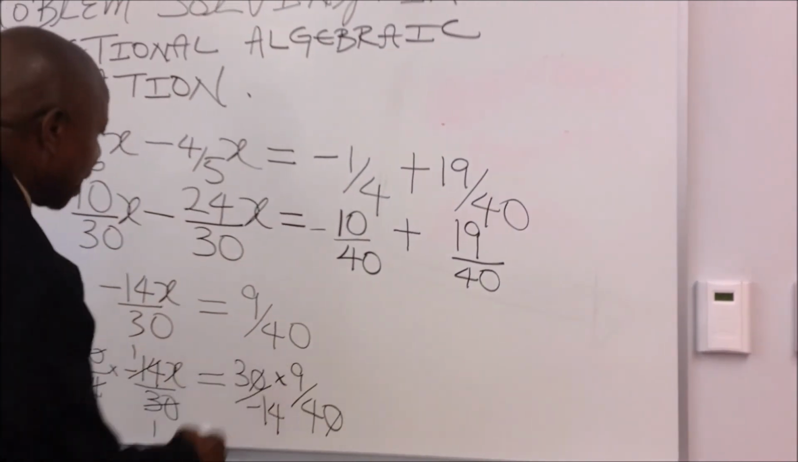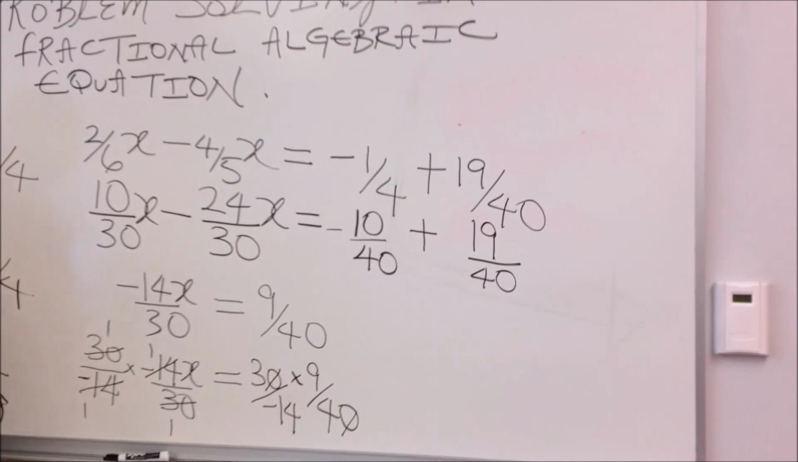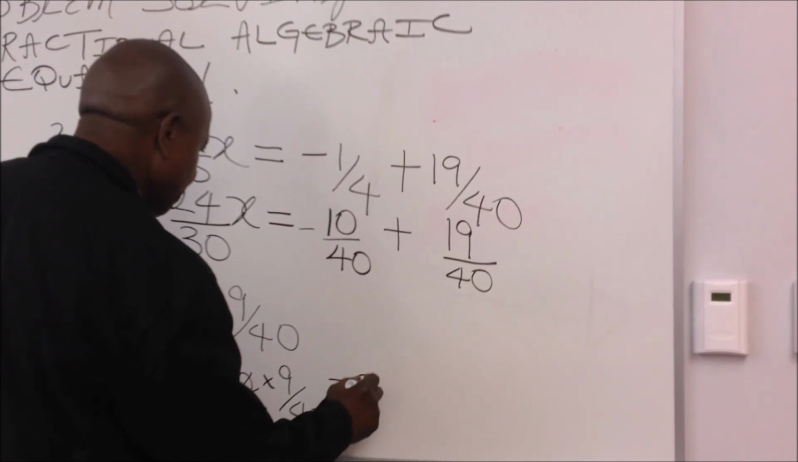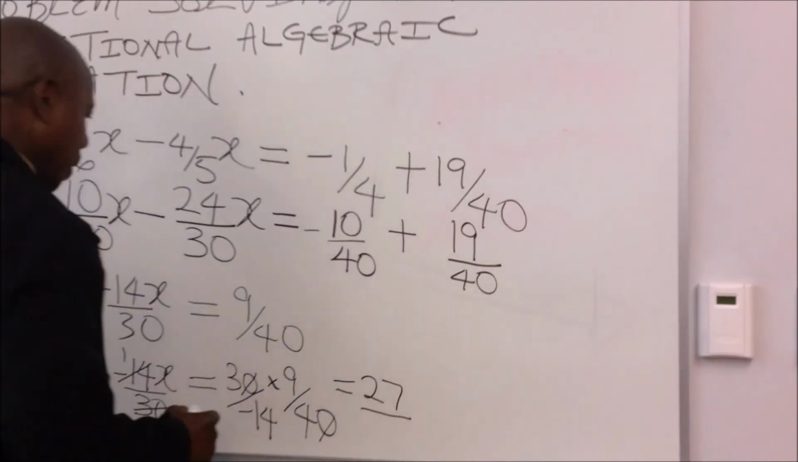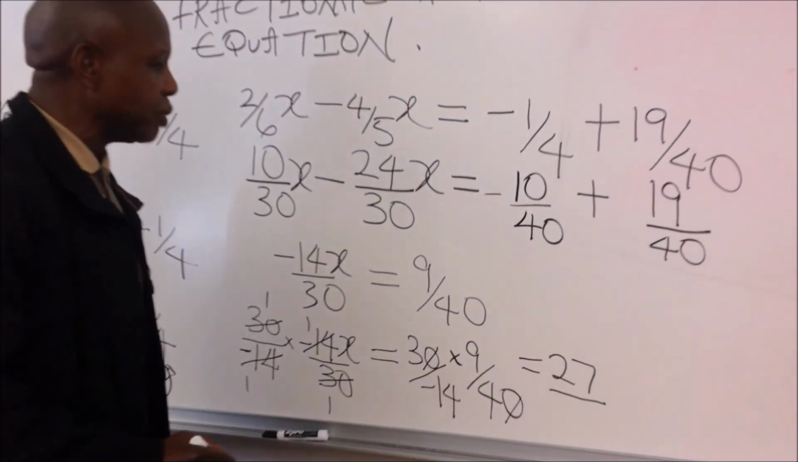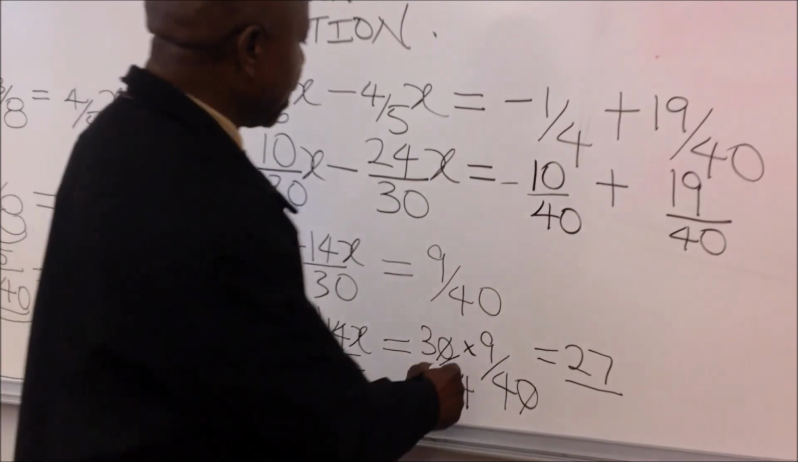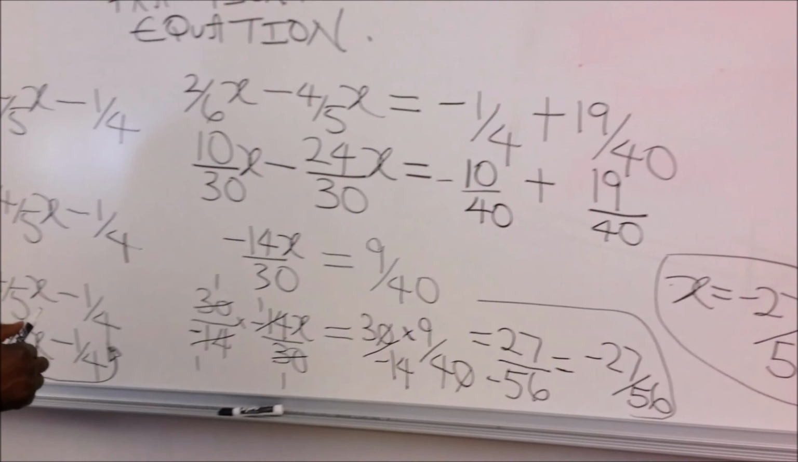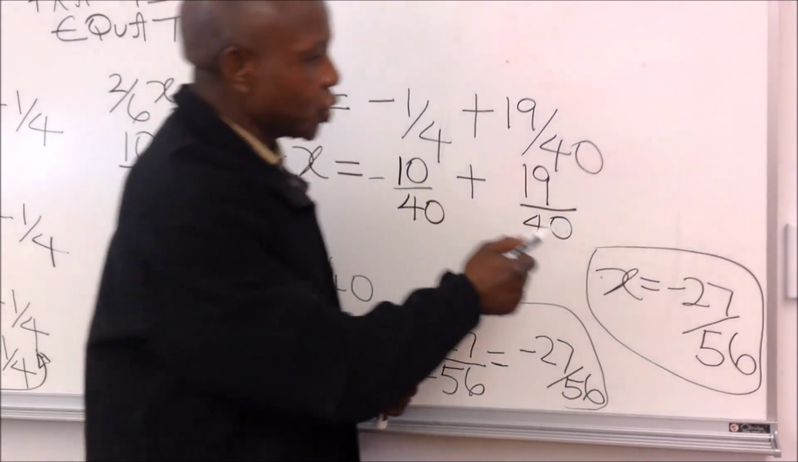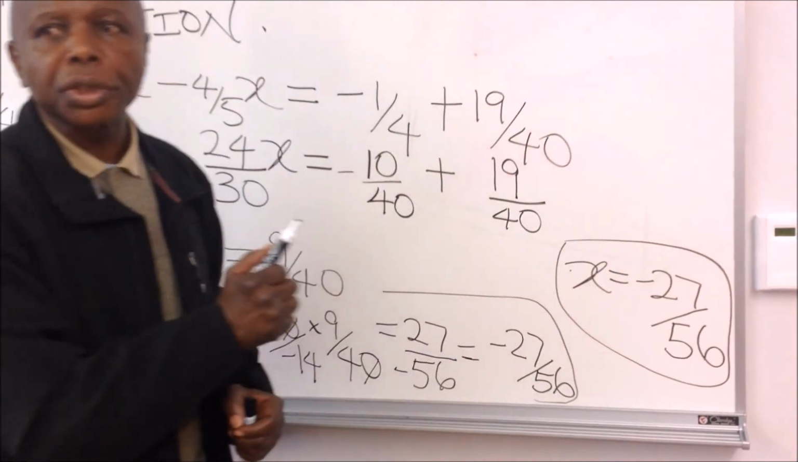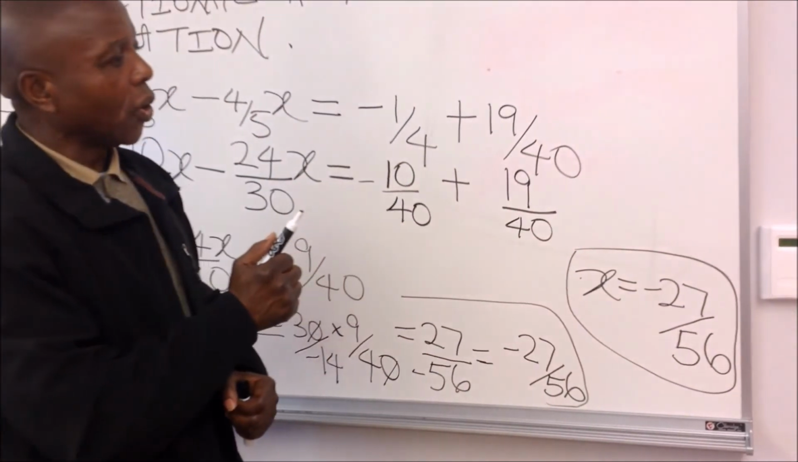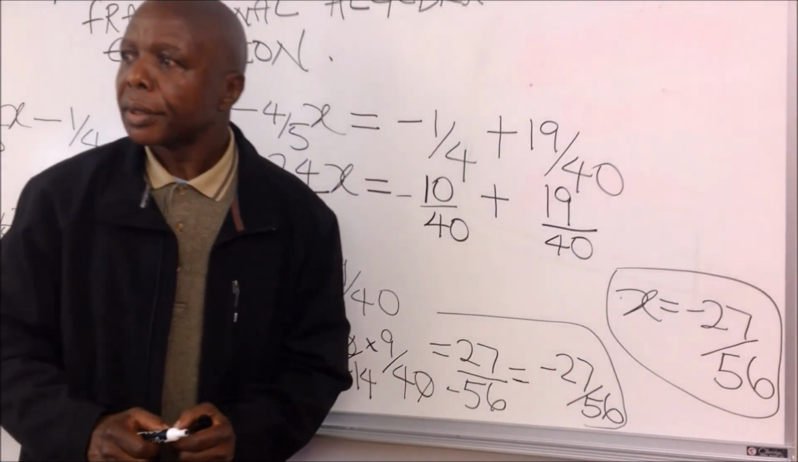We're going to multiply the 3 by 9. What is 3 times 9? 27. So 3 times 9 is 27. And what is negative 14 times 4? What would that be? Thank you for that contribution. Negative 56. This is going to be the final solution. x equals negative 27 over 56. And thank you so much.